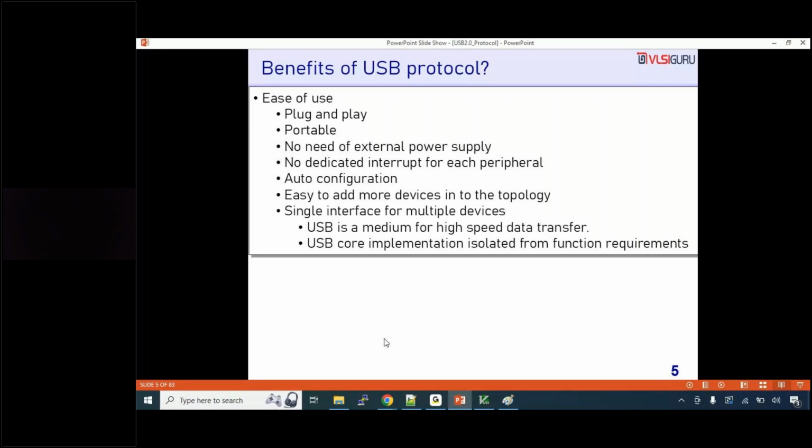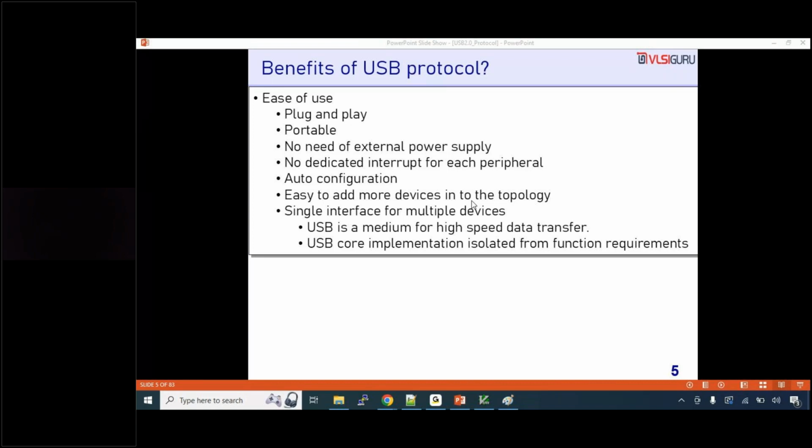Okay. So here we are trying to understand the benefits of the USB protocol. First thing we started is plug and play. Second is portable. Third is no need of external power supply. Fourth is no dedicated interrupt for each peripheral. Fifth reason is auto configuration. Sixth is, like one of the students pointed out, it is easy to add more devices into the topology.